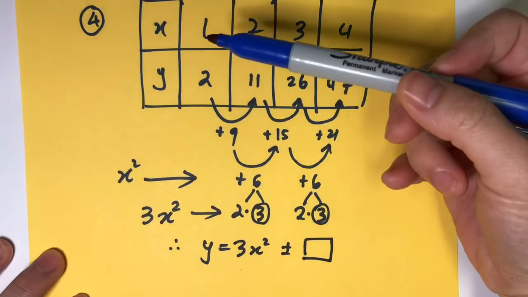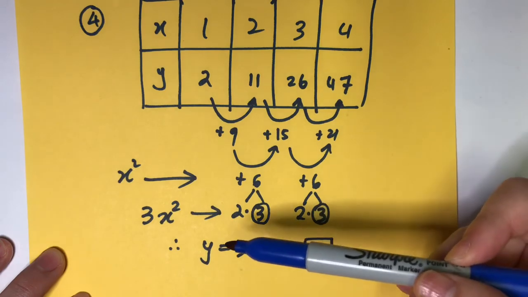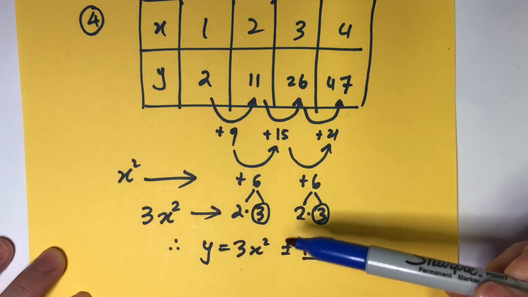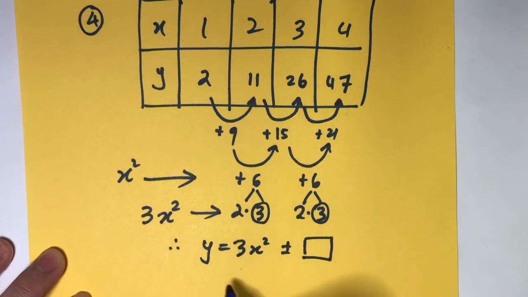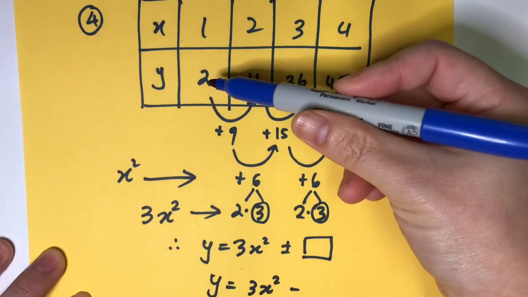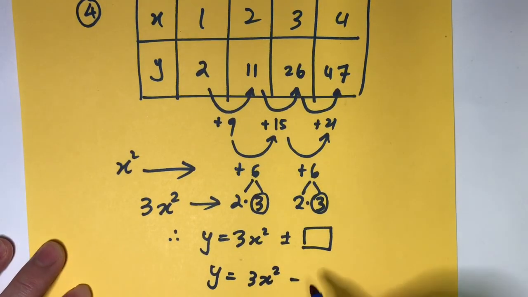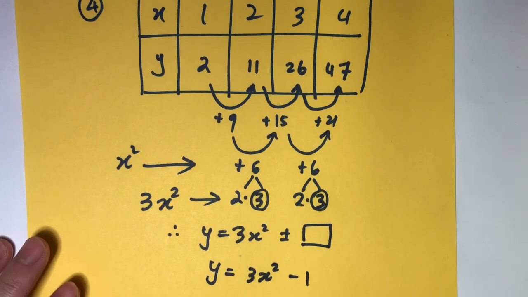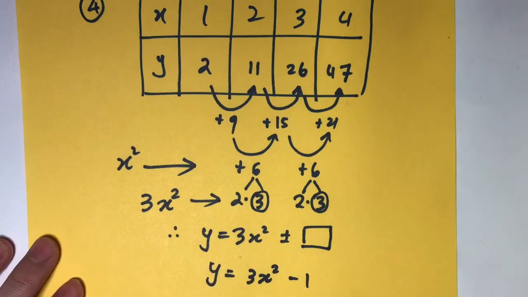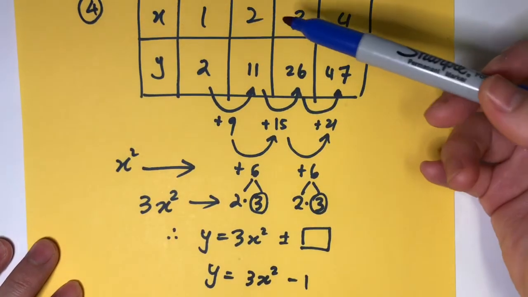So I'll put that in. 1 here, so it's 3 times 1. The y value is 2, so it has to be minus, isn't it? Because it's 2, and it's already 3. So if I do 3 times 1 squared, which is 3, take away 1 is 2, what I've got there. But again, we need to check.